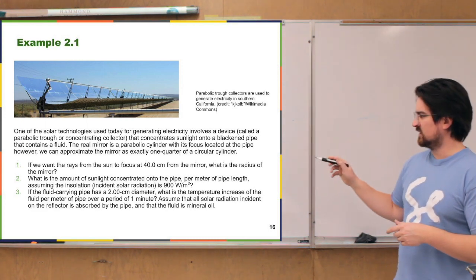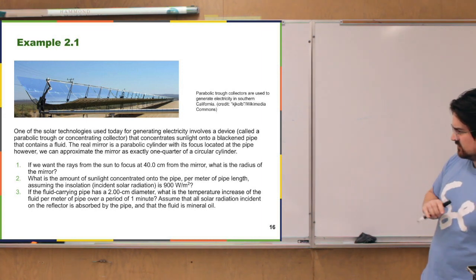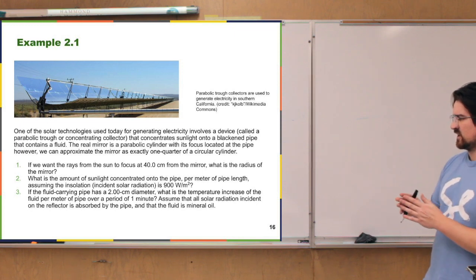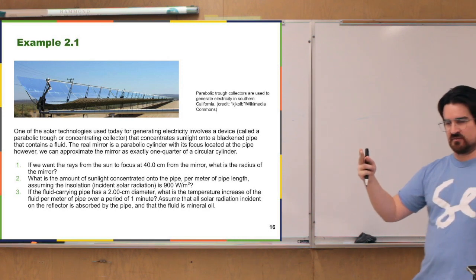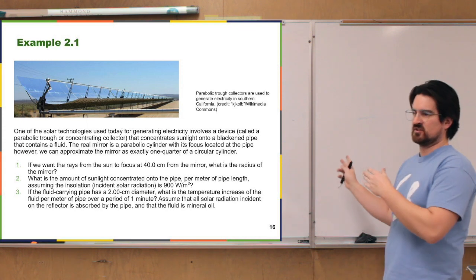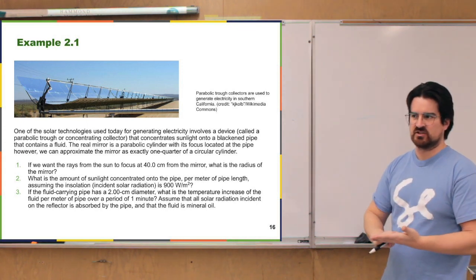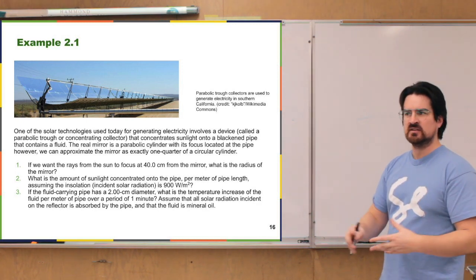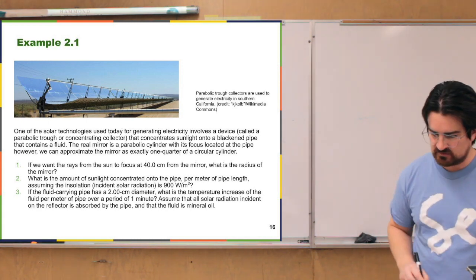And then finally, if the pipe is this diameter and actually has mineral oil in it, how much energy is actually transferred to that mineral oil in a minute, and then how much does that raise the temperature of the mineral oil? That's important because the heat from the mineral oil is then able to transfer over to something else, and just like any other way of generating electricity, you essentially use that heat to boil water to make steam, and then have a basic steam engine setup, and you can generate electricity that way. So let's give it a shot.